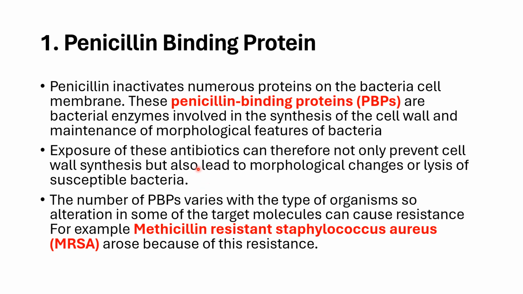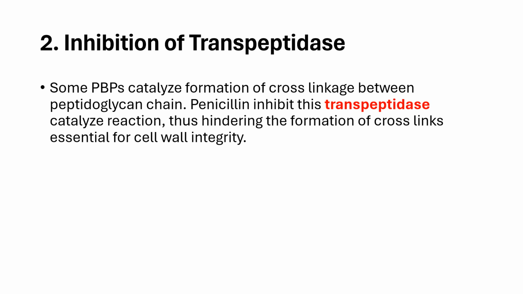The number of these penicillin binding proteins varies with the type of organism. So when these target molecules are altered, they can cause resistance of bacteria. For example, methicillin resistant Staph aureus is produced by this alteration of the penicillin binding proteins. The next mechanism by which penicillins act is inhibition of transpeptidase enzyme, an important enzyme in formation of cross-linking of the cell wall of bacteria. So when this enzyme is inhibited, there is no cross-link formation and no cell wall formation of bacteria.